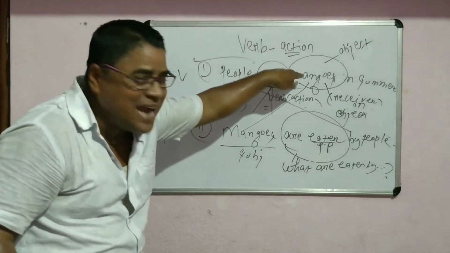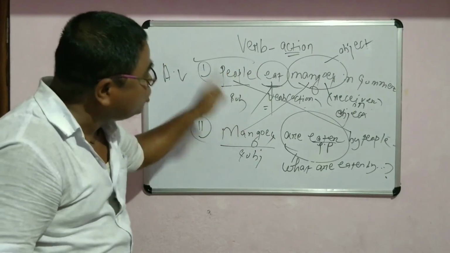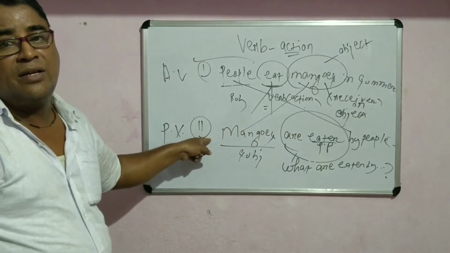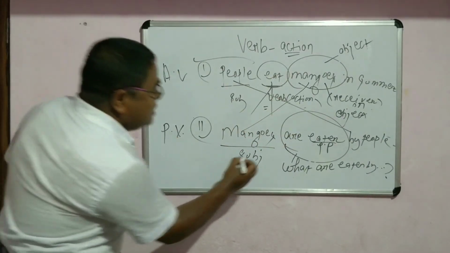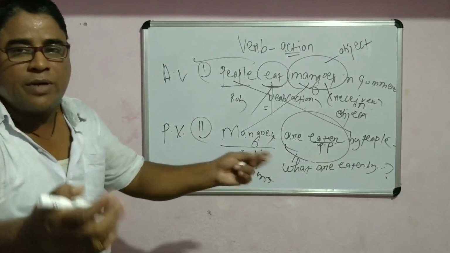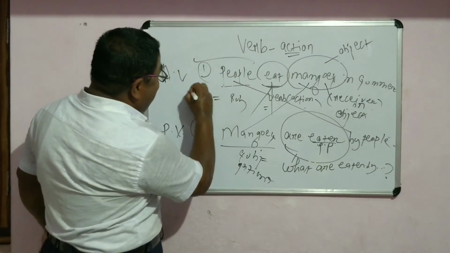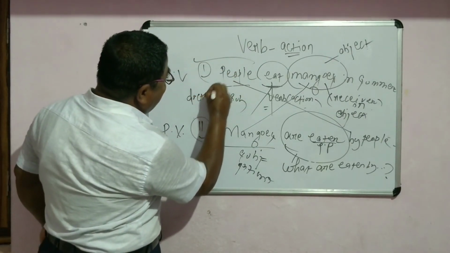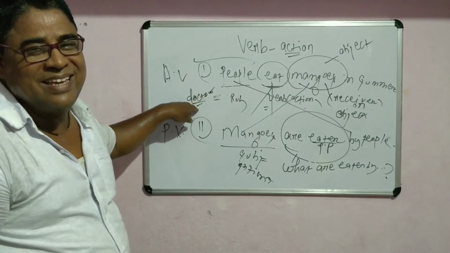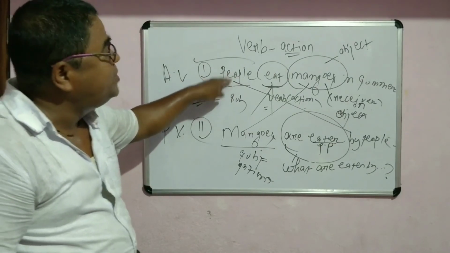And when the subject acts, it is active. That means in the active, the subject acts. But in the passive, the subject is acted upon, or the subject suffers the action. So when the subject suffers the action, that subject is called patient, because a patient always suffers. But in the active, the subject does something. That is why in the active, the subject is called a doctor, because a doctor always treats or does something. So in the active, your subject is the doctor.